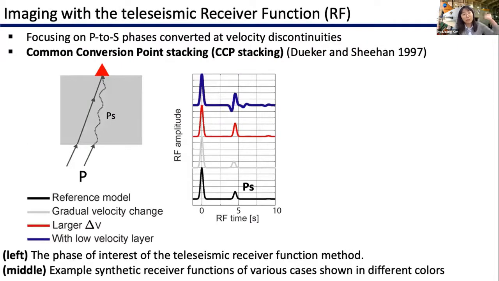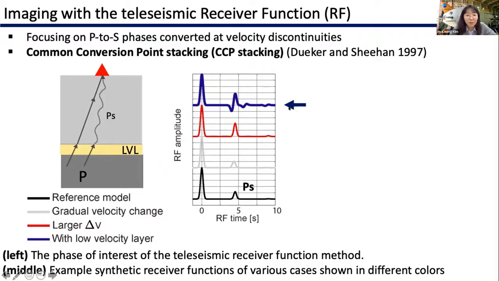We are using the receiver function method. This is a tool that is widely used in subduction zones globally. It focuses on Ps phases converted at the velocity discontinuities. The amplitude of the Ps phase and the timing depend on the location and strength of the velocity discontinuity. In the case of a low velocity subducting oceanic crust, which is quite a characteristic feature in subduction zones, it will be shown as a negative-positive pair, as you can see marked with the blue arrow.